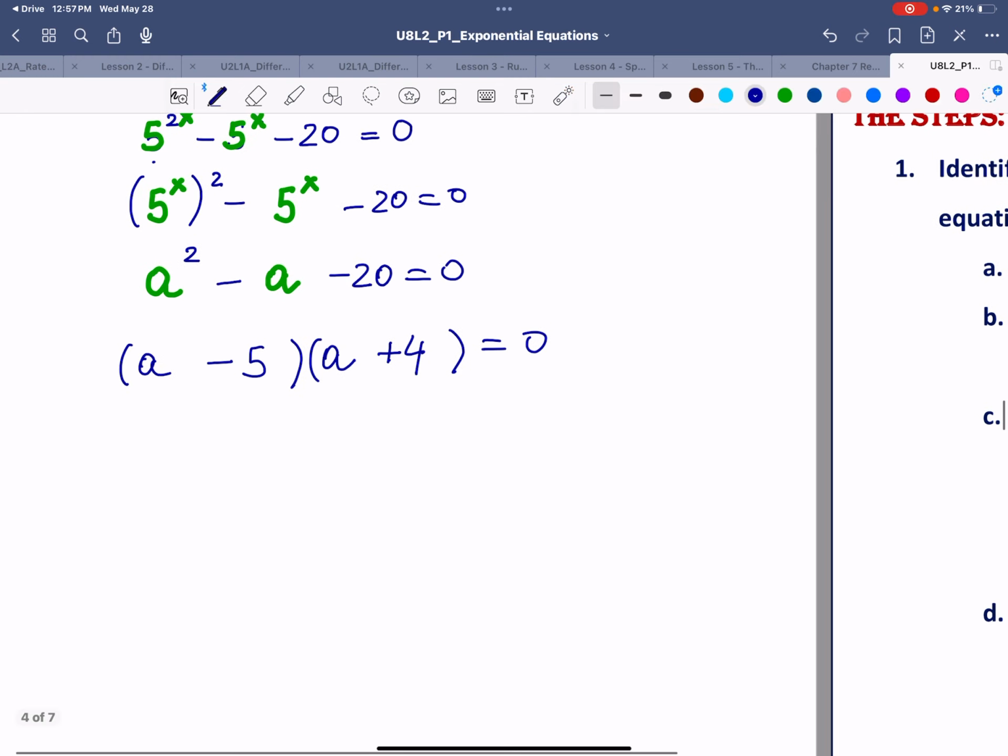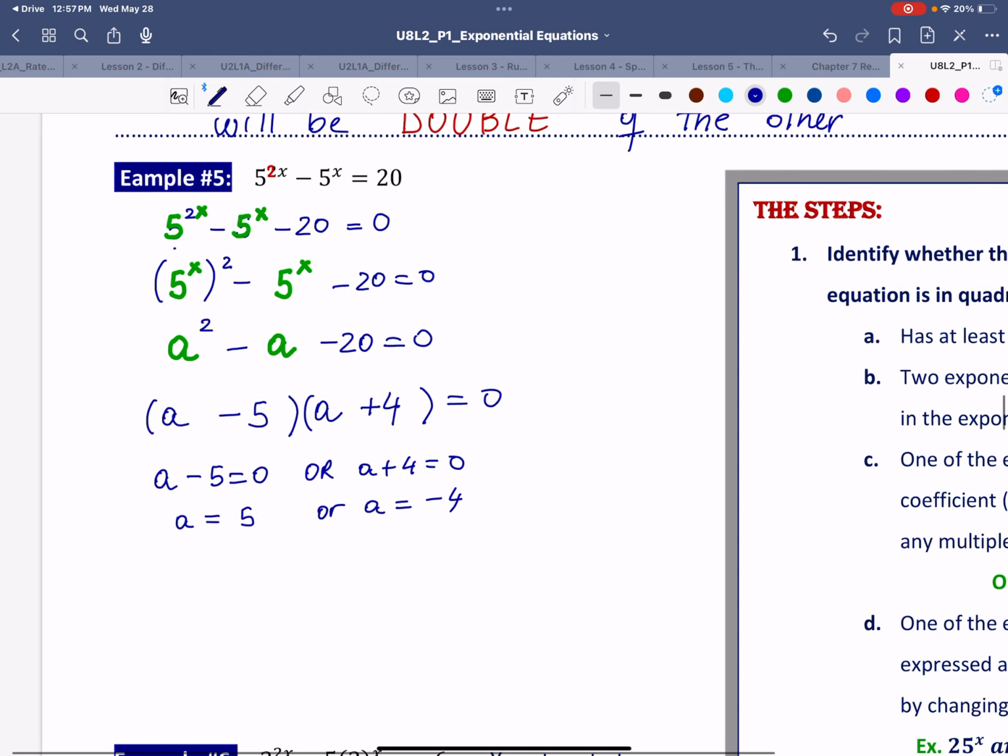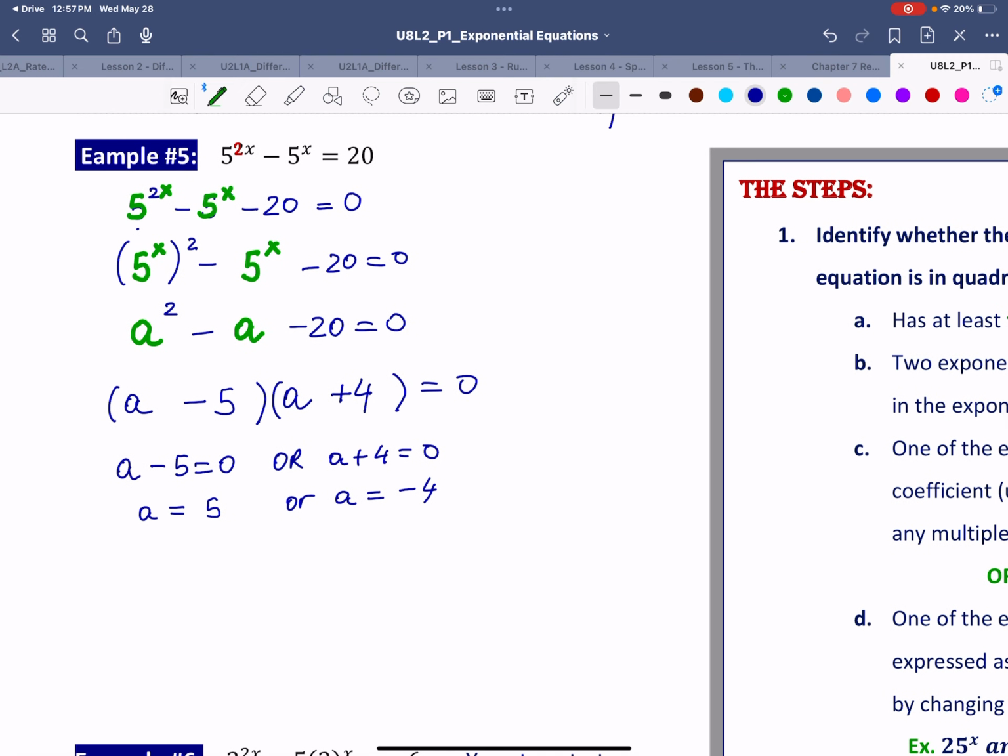Now we're going to solve the equation for a. So we'll say a - 5 equals 0 or a + 4 equals 0. From here, we get a equals 5 or a equals -4. Now, wait a second. We are not trying to solve the equation for a. Our task was to solve the equation for x. So remember what the variable a represents. It's 5 to the power of x.